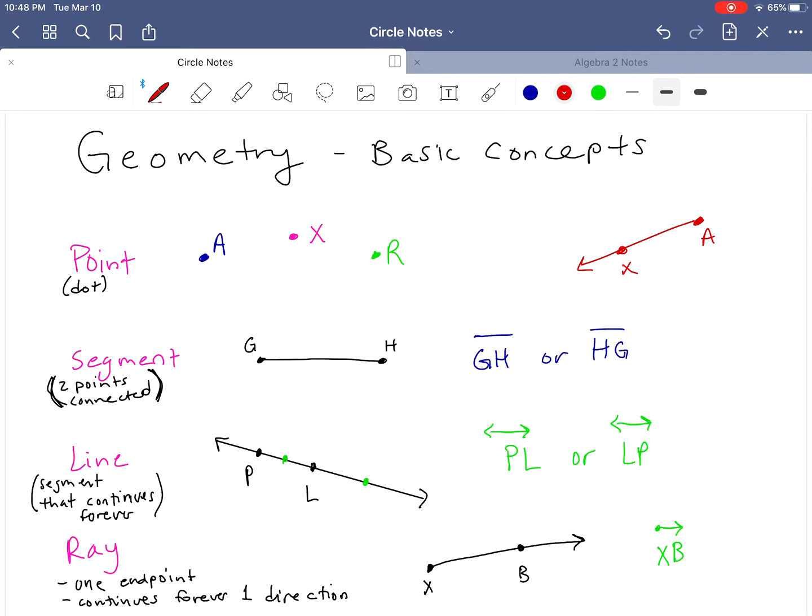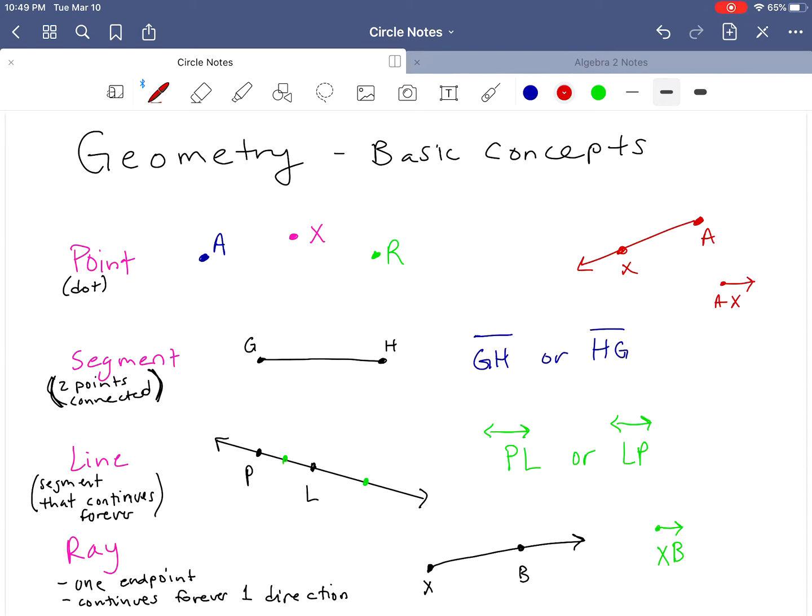And when I name this, I would name it ray AX, because A is the endpoint and X is the second point on the line. Okay, so if you have any questions about segments, lines, and rays or points, make sure you message me, but hopefully those make a little bit of sense.